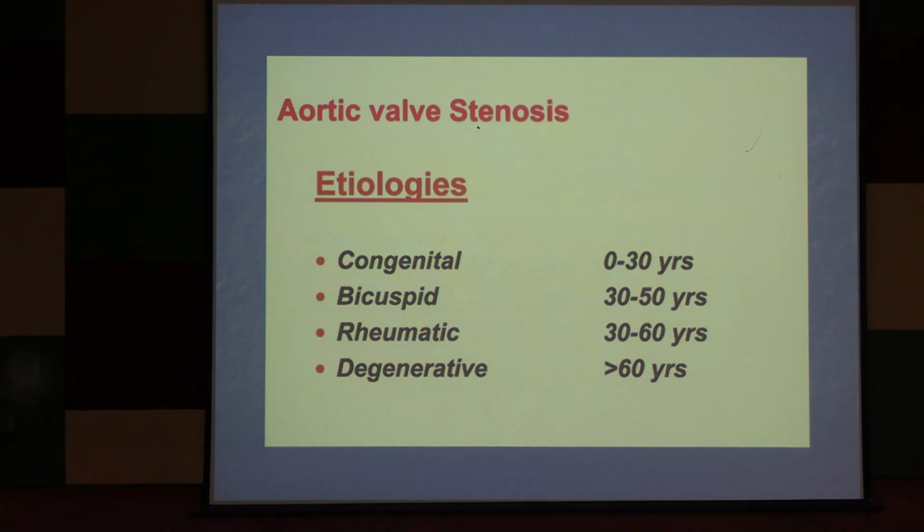Now the age group: congenital, common age group 0 to 30 years, bicuspid 30 to 50 years, rheumatic 30 to 60 years, and degenerative more than 60 years.